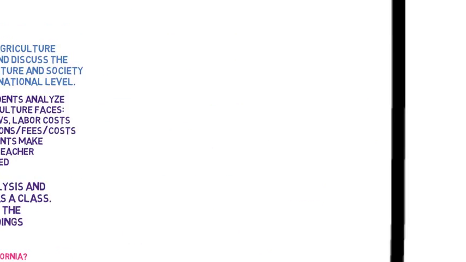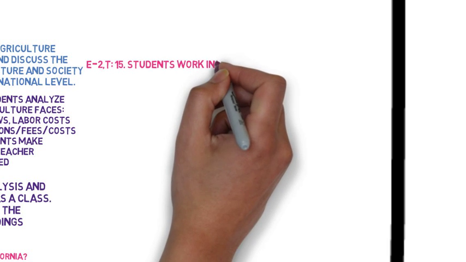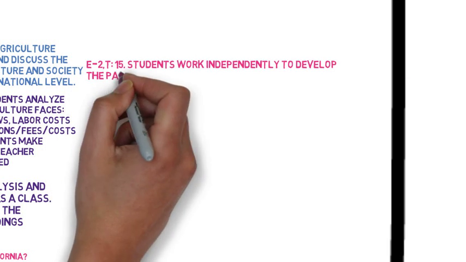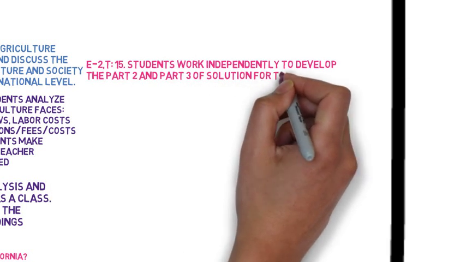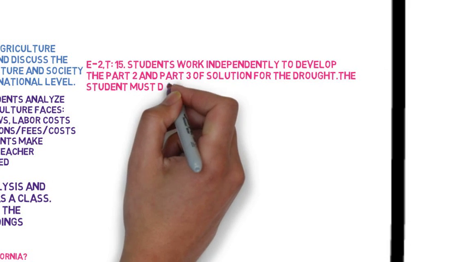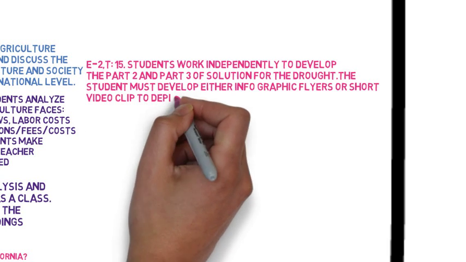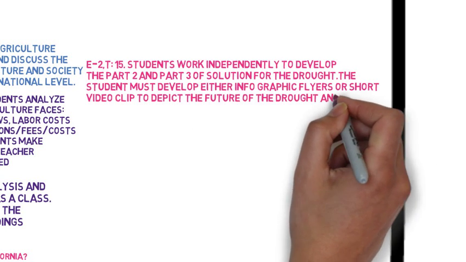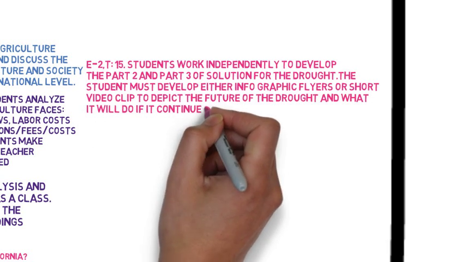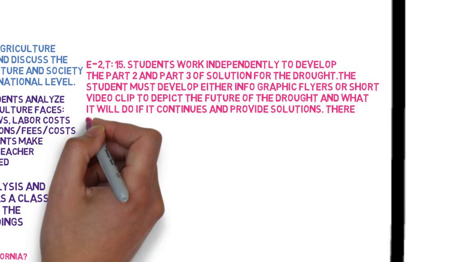15. Students work independently to develop part 2 and part 3 of the solution for the drought. The student must develop either an infographic flyer or short video clips to depict the future of the drought and what it will do if it continues, and provide solutions. Their target audience could be children, adolescents, or adults.